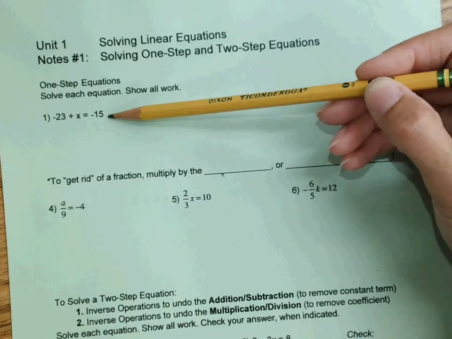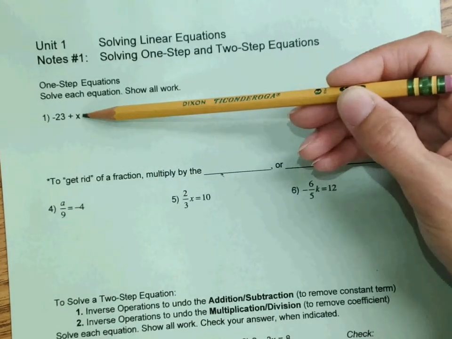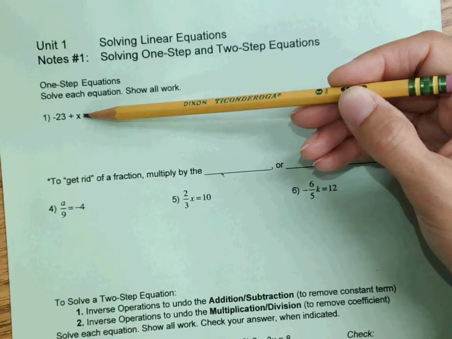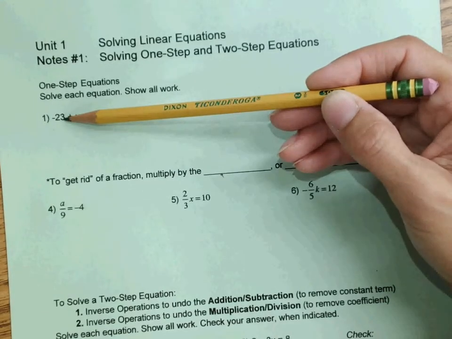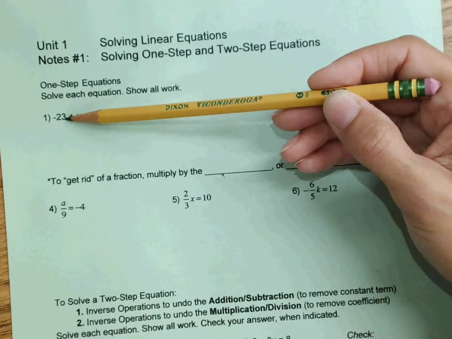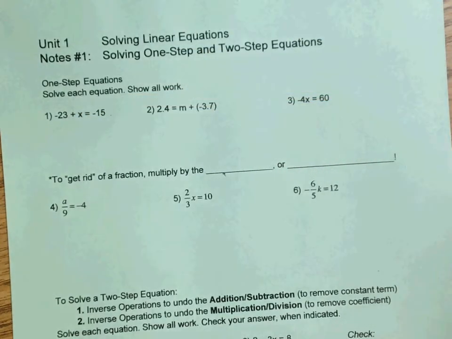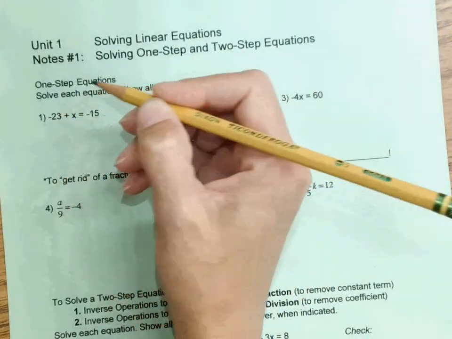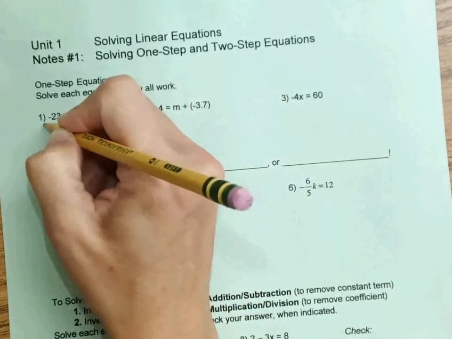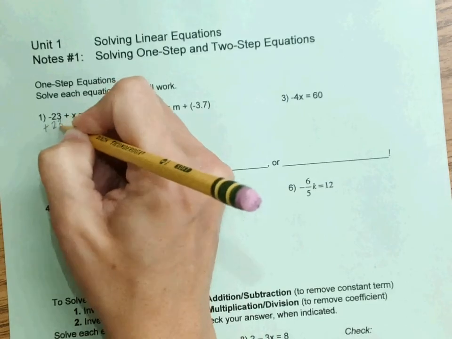For number 1, to solve for the variable, which is x, that means to isolate it, to get it by itself on one side of the equal sign. So that means we're going to look at what else is on that same side. We have a negative 23. So we always do inverse operations to remove the negative 23 and put it on the other side of the equal sign. Inverse means opposite operation. So if I have a negative 23, the opposite is a positive 23.